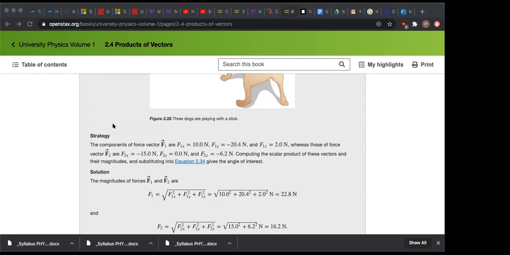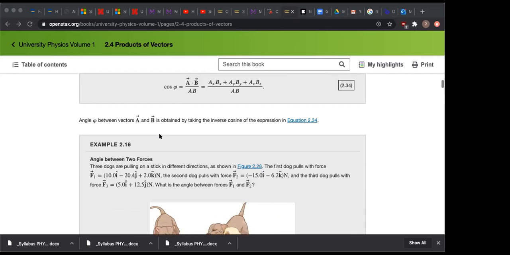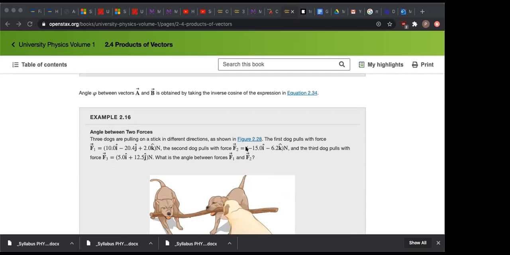Scalar product of these two vectors in the magnitude. They want to do the scalar product of F1 and F2. So if we're doing F1 dot F2, then all you do is take 10 times negative 15, negative 150. Negative 20.4 times, there's no J hat here, right? There's a J hat here, but there's not a J hat here. So this would be negative 20.4 times 0, so that one just goes away.